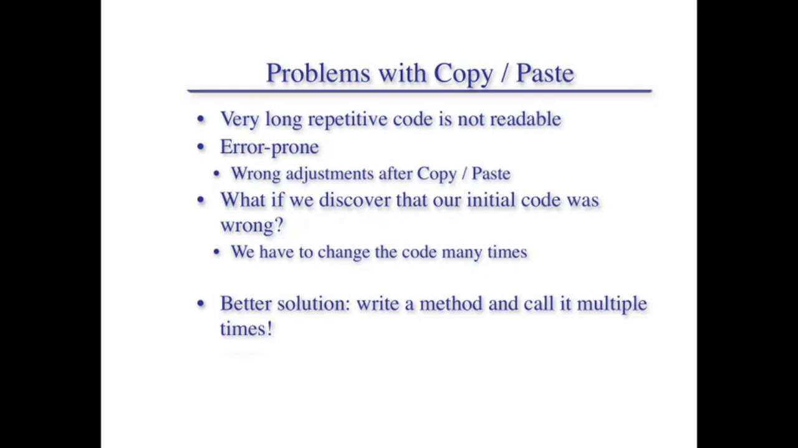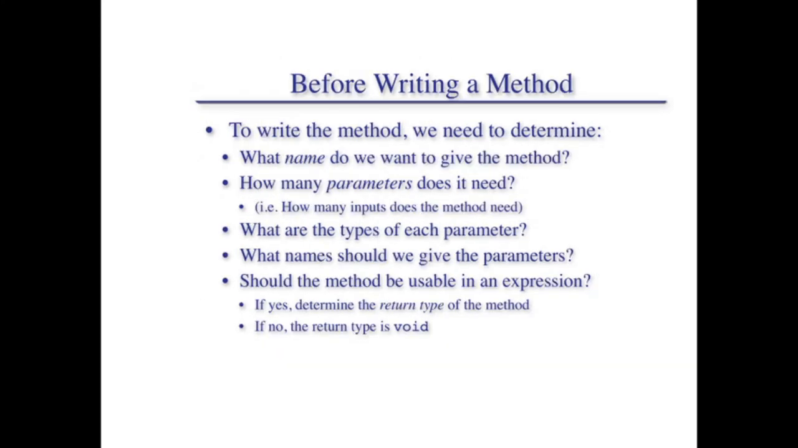A better solution is to write a method and call it multiple times. What we'll do is make a function that will generate a binary output of a decimal number, and whenever we input a decimal number as an argument, it will be converted into its binary equivalent. Keep this in mind as we make the function.